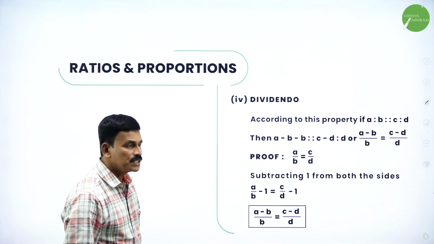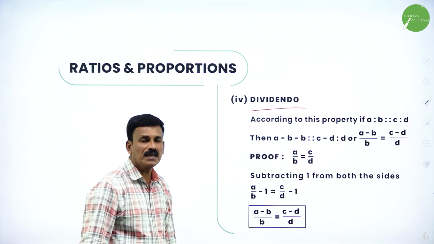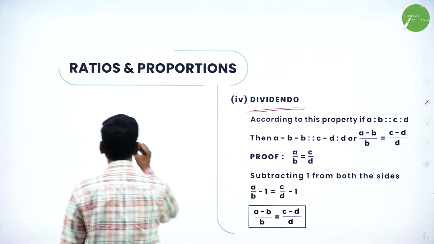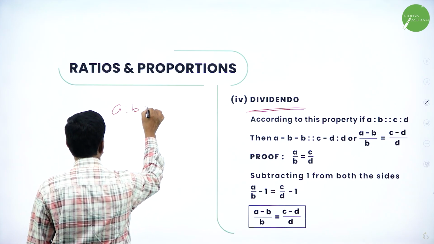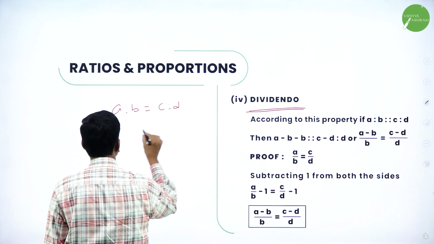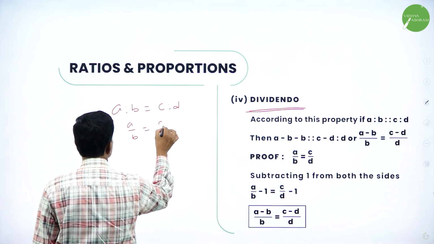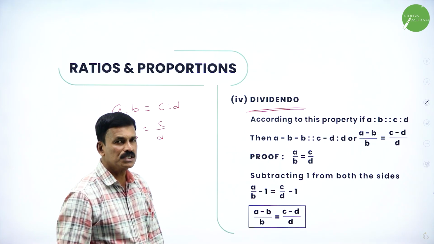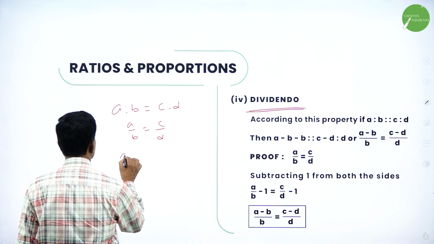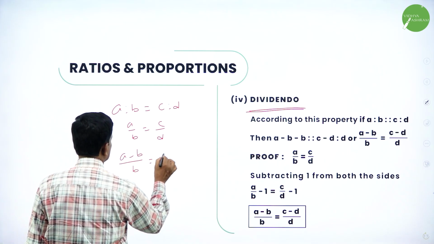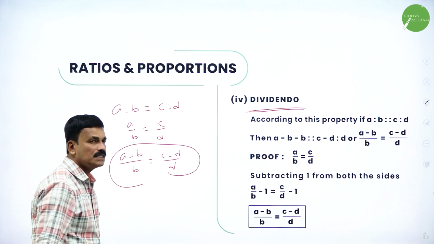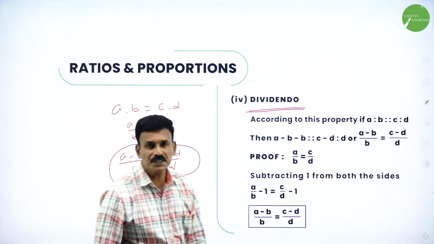Now, next. The next one is dividendo. According to this property, if A is to B is equal to C is to D, that is, A by B is equal to C by D, then if you get A minus B by B is equal to C minus D by D, it is called dividendo, right? Dividendo, right?